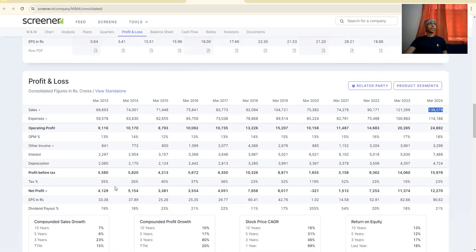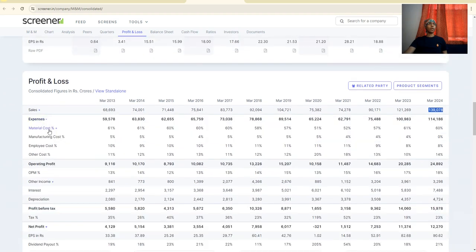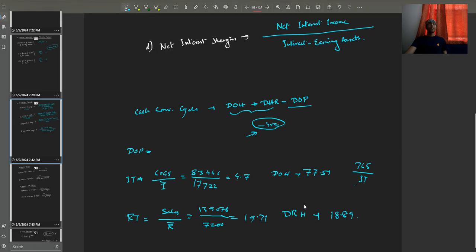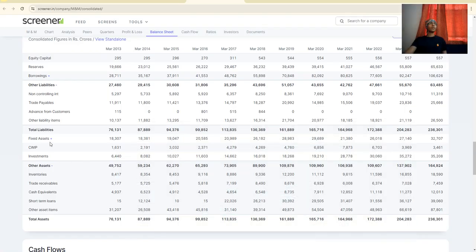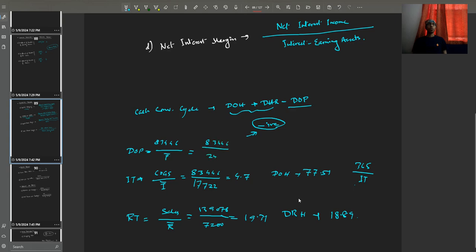Days payables. Purchases during the period, material cost, manufacturing cost, 60% again. Purchases are not separately mentioned, so we will use the COGS itself. 83,446 by average payables. Yes, here it is 23,836 and 25,666. 83,446 by 24,751 is equal to 3.37. So days payables is 108.26.